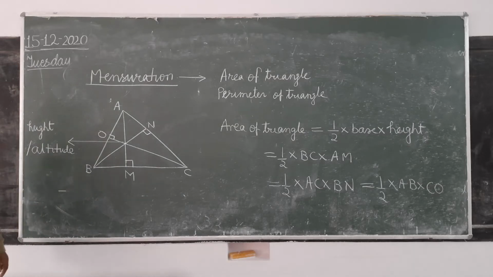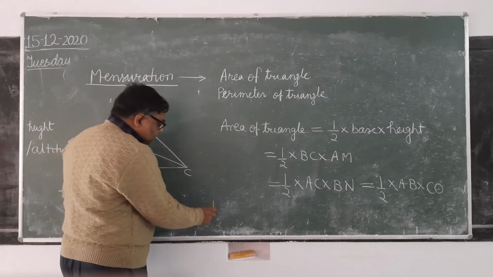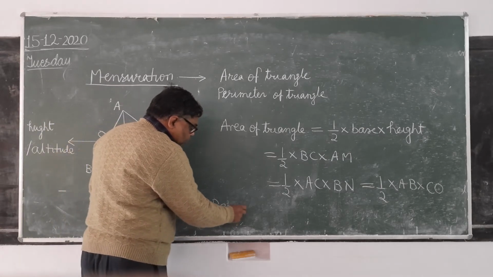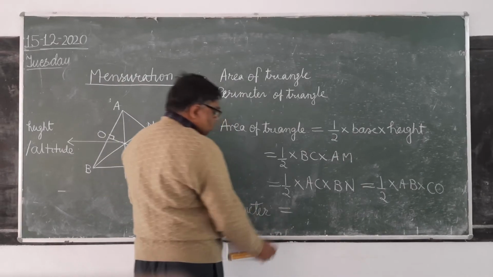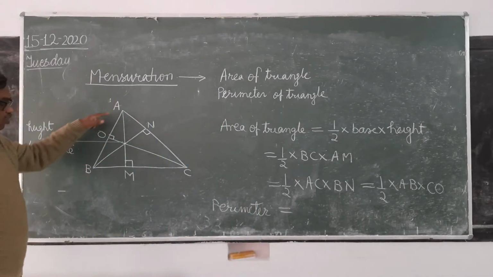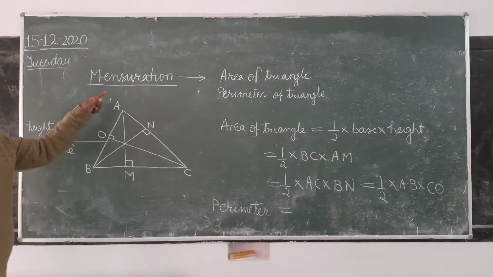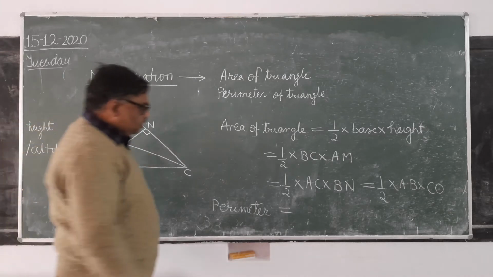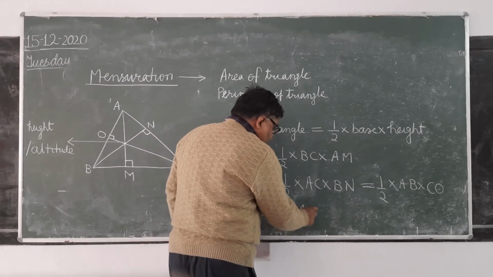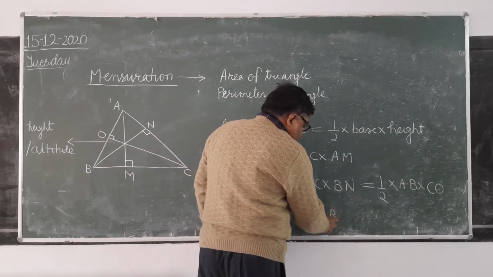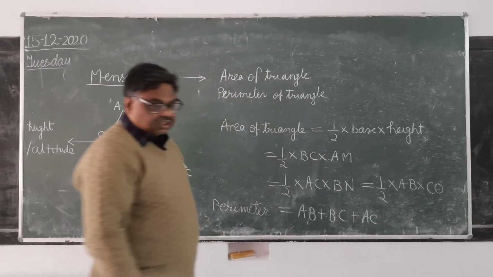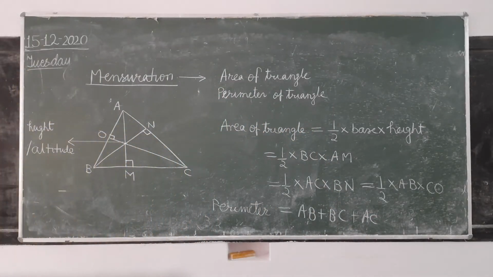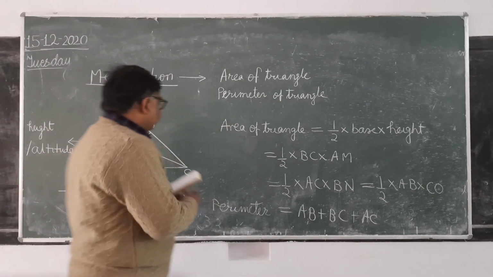Now see here what will be the perimeter. Perimeter means the total length of the boundary. Total length of the boundary means the sum of all three sides. Sum of all three sides means it will be AB plus BC plus AC. It will be the perimeter. Is it clear?